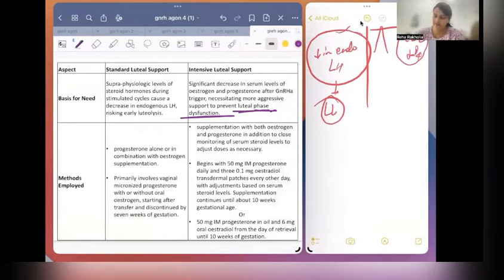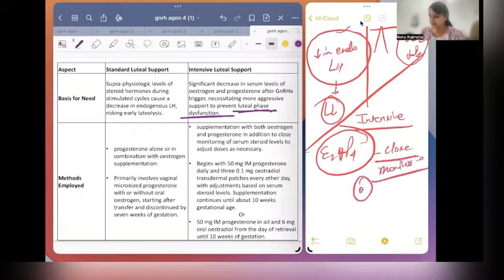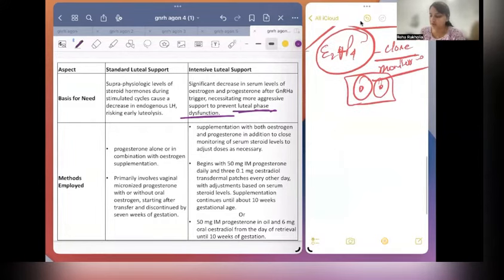We have already discussed the supplementation in standard luteal phase support. Now we'll discuss intensive luteal phase support. We'll give E2 plus progesterone. Here it's mandatory to give E2 with progesterone, and there will be close monitoring, and according to that monitoring, we'll adjust the doses.